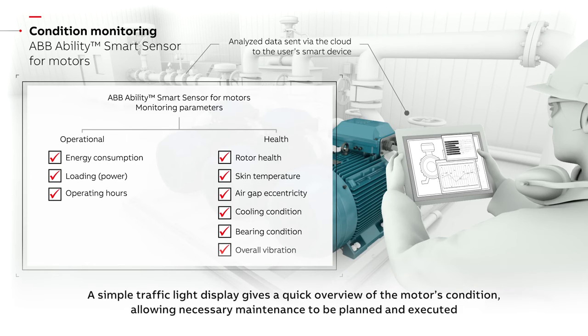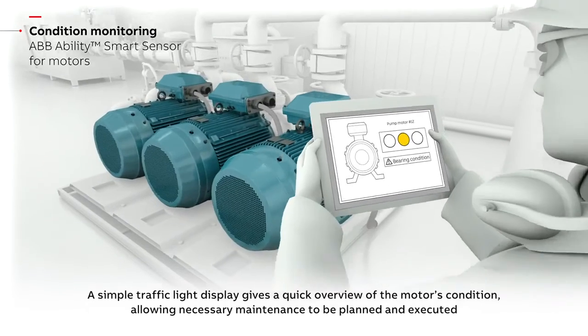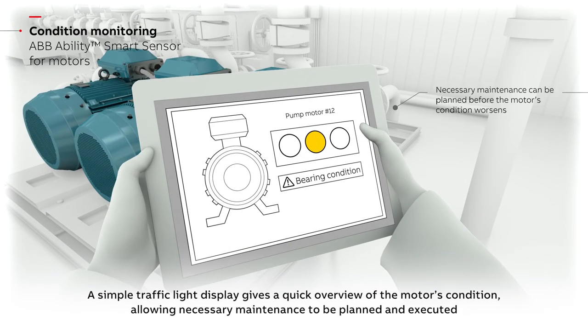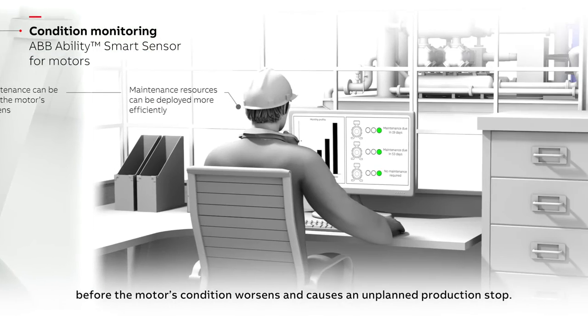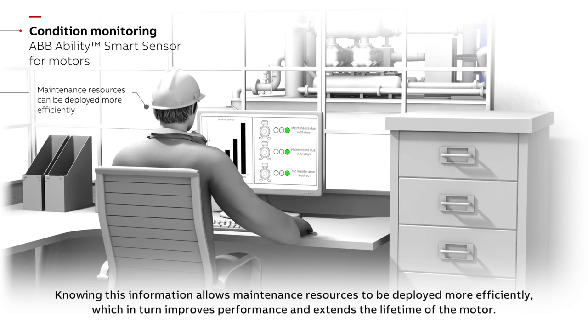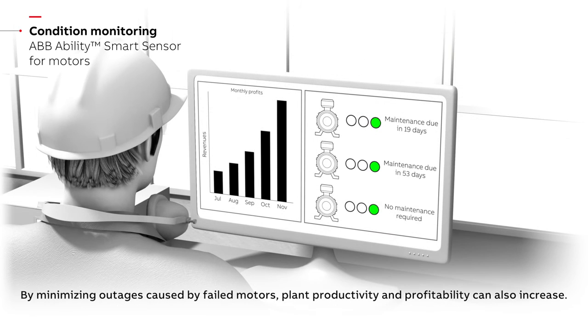A simple traffic light display gives a quick overview of the motor's condition, allowing necessary maintenance to be planned and executed before the motor's condition worsens and causes an unplanned production stop. Knowing this information allows maintenance resources to be deployed more efficiently, which in turn improves performance and extends the lifetime of the motor. By minimizing outages caused by failed motors, plant productivity and profitability can also increase.